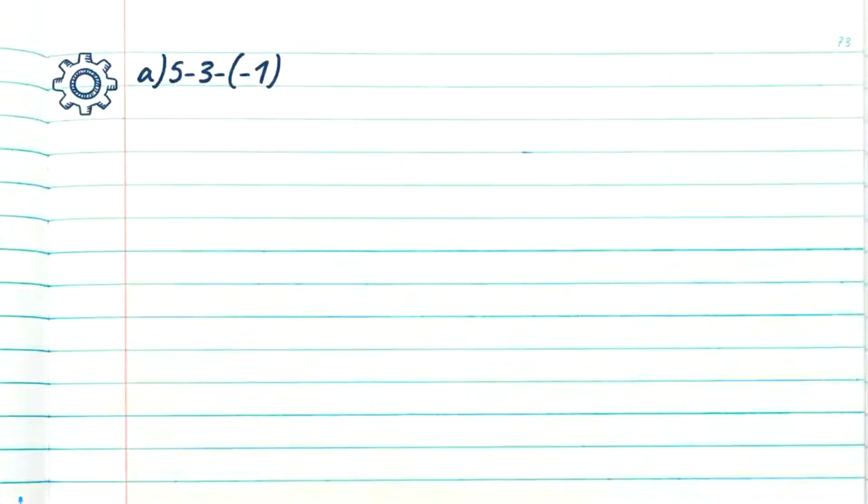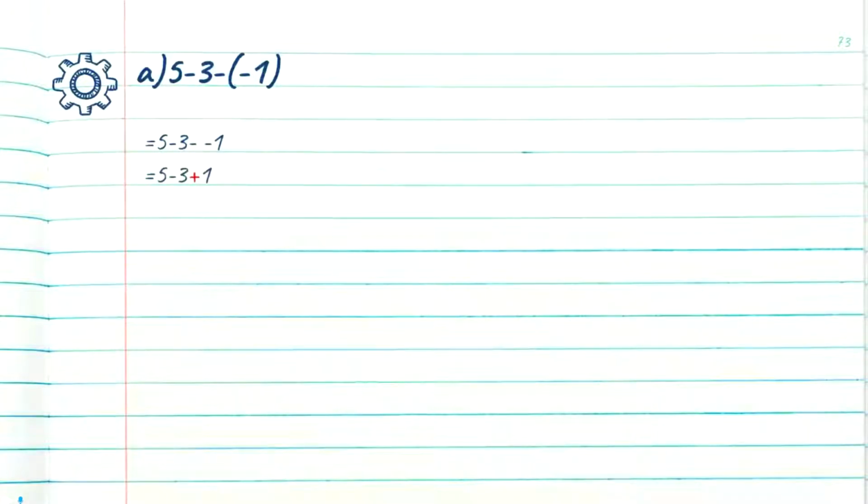We have A, which is 5 minus 3 minus a negative 1. So here we can see that we have 2 negative signs right beside each other. So if I write it out, we remove the brackets, we can see we have a 5 minus 3 with 2 negative signs. Because the signs are the same, we can reduce that down into a positive. So let's clean up the equation, and now we have 5 minus 3 plus 1.